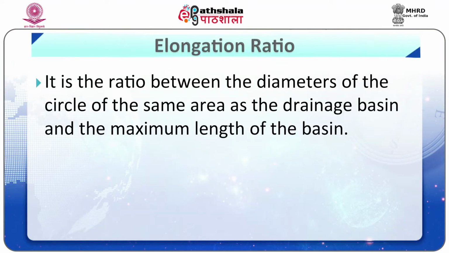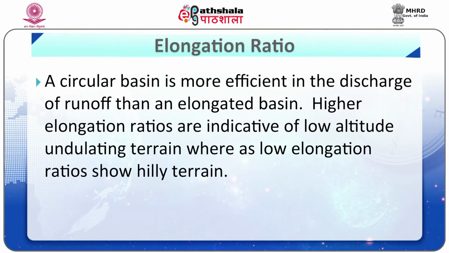Elongation ratio. It is the ratio between the diameter of the circle of the same area as the drainage basin and the maximum length of the basin. A circular basin is more efficient in the discharge of runoff than an elongated basin. Higher elongation ratios are indicative of low altitude undulating terrain, whereas low elongation ratios show hilly terrain.